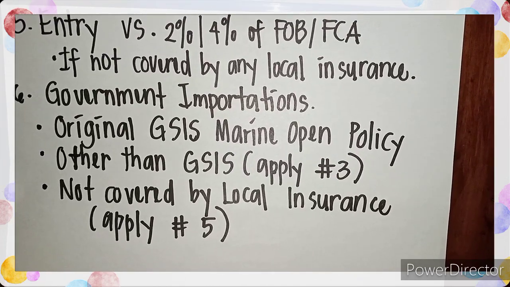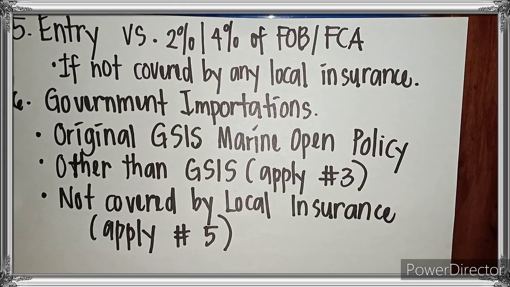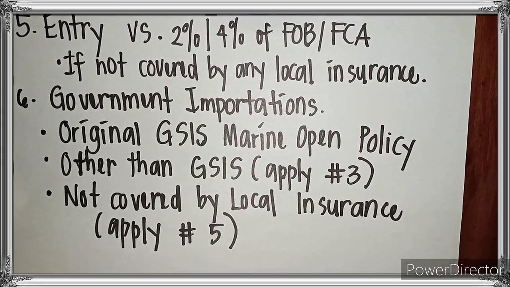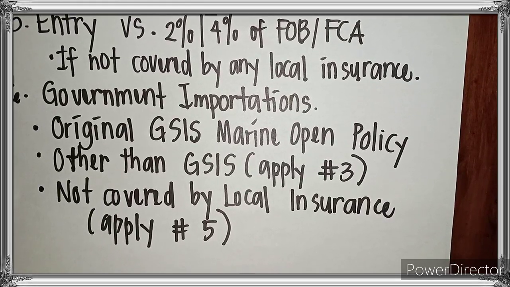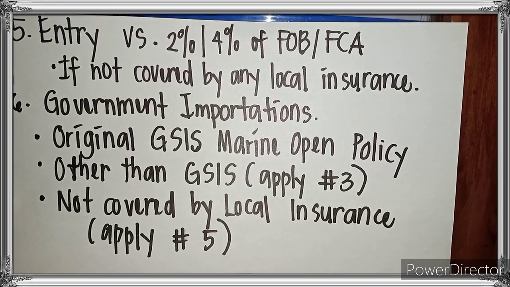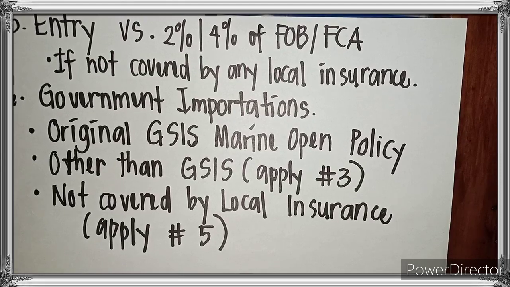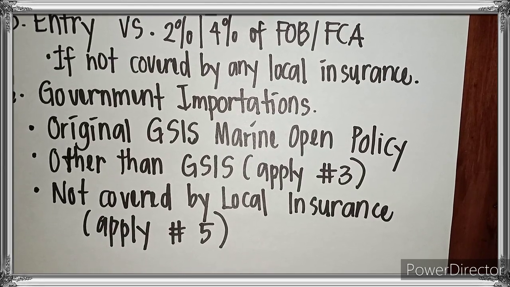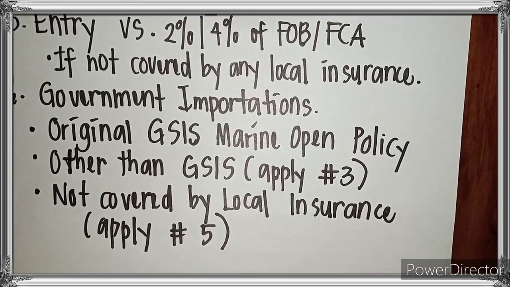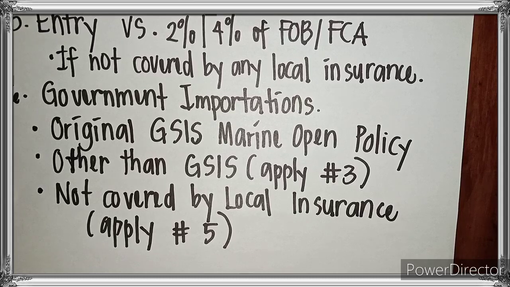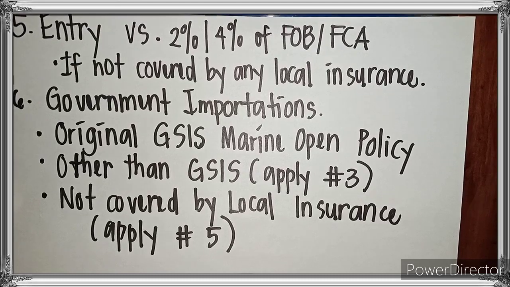Now, we are down to the fifth rule of insurance. The fifth rule is entry versus 2% or 4% of FOB or FCA. If there is an entry indicating an insurance and there is also an FOB or FCA presented and it is not covered by any local insurance, then it should be whichever is higher.